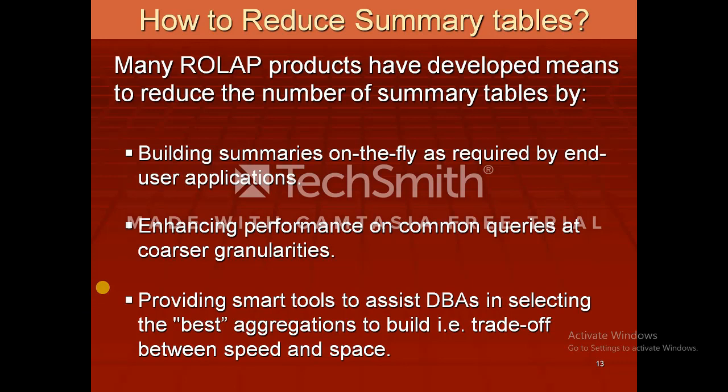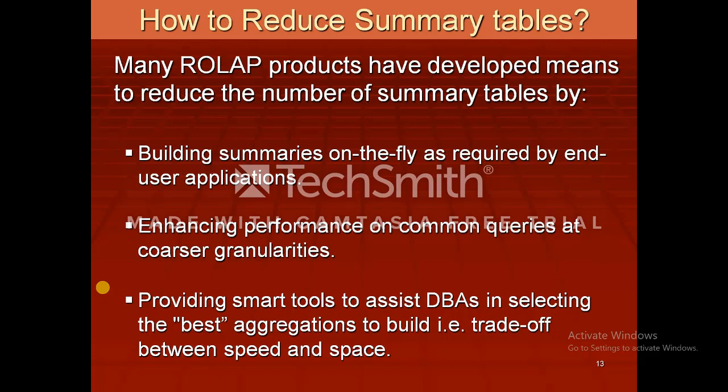If we have multiple summary tables, then you need more space, and if you have less space, then you have to calculate that summary table at runtime. When you calculate those things at runtime, you will get lesser performance, because while calculating summaries from larger or more detailed data, a lot of time is required to calculate all the results at runtime. So the DBA has to make a trade-off between speed and space.